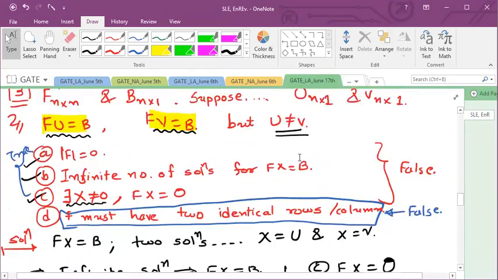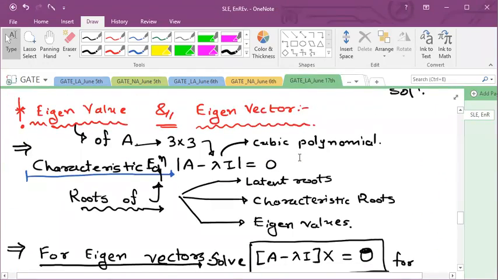See over here. Eigenvalues means for any matrix A, we can find its characteristic equation by taking determinant of A minus lambda I equal to 0. If A is 3 by 3, then it will give you a cubic polynomial, isn't it? Because this determinant is one value, and in terms of lambda, it is going to give you one polynomial. If it is 2 by 2, you will get a quadratic polynomial. If it is n by n, you will have a polynomial of degree n.